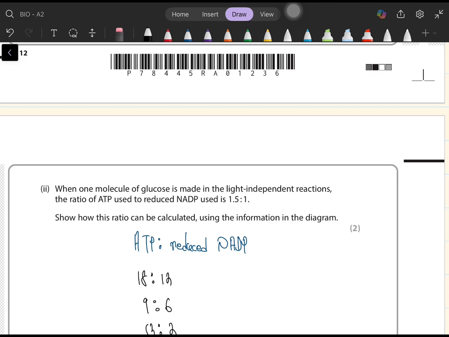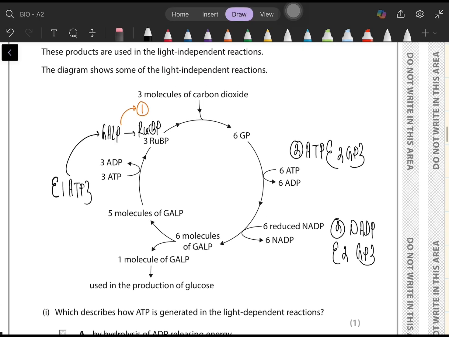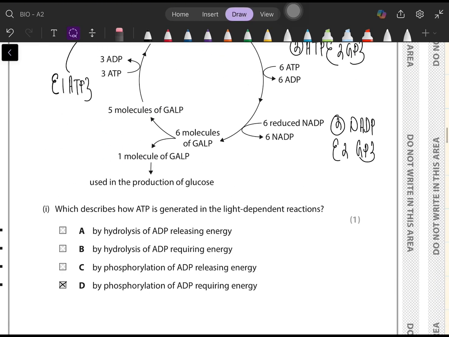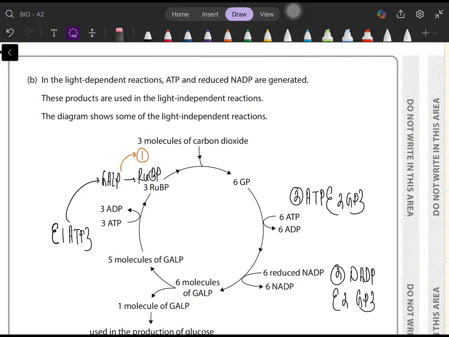When one molecule of glucose is made, the ratio of ATP to reduced NADP is 1.5:1. You have to show this ratio using the diagram, right? So basically just ignore my text for a while. Let me just explain, right? So this is RuBP, right? So let's just calculate for one. Let's just start with one Calvin cycle, right? So instead of 3, we'll be starting with one RuBP, right?